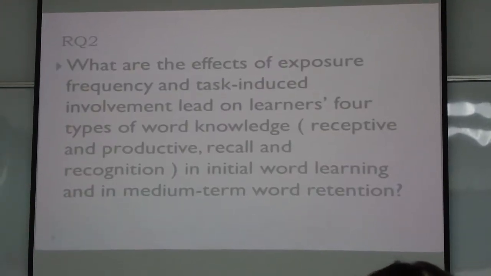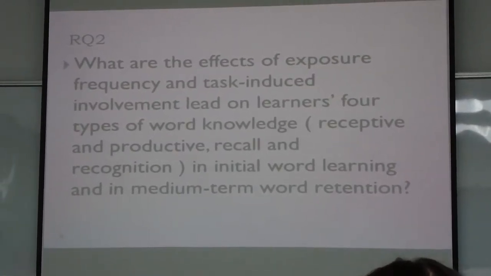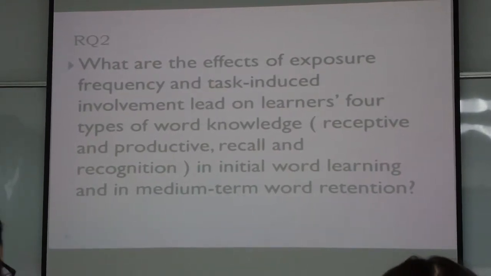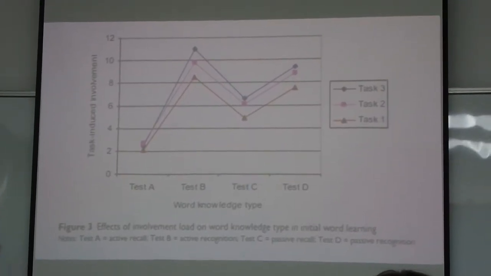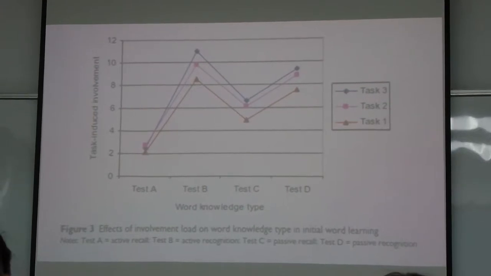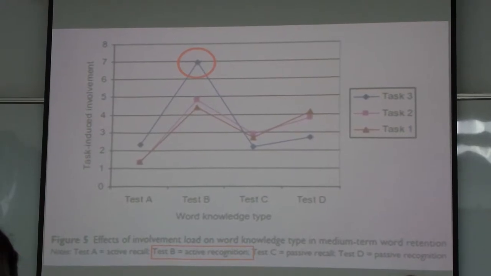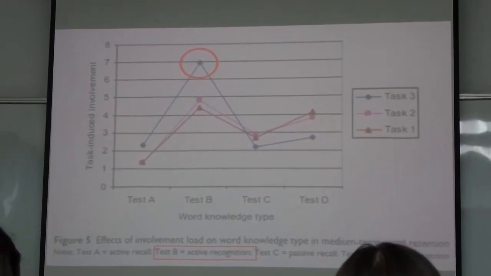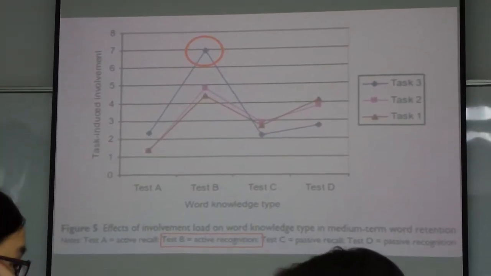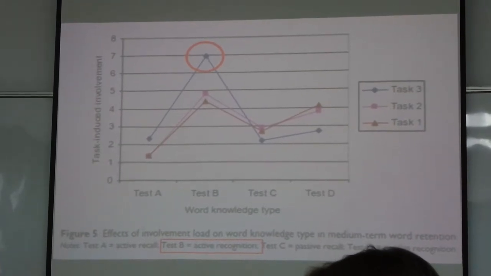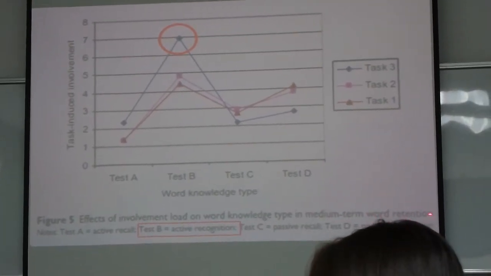And about question 2: what are the effects of exposure frequency and task-induced involvement load on learners' four types of word knowledge in initial word learning and in medium-term word retention? Still, I have two figures to answer this question. Task 3 again. Just like what I said, they were asked to write a composition, which means they have to use the words they learned before. So that makes sense. They have the better effect in medium-term word retention.